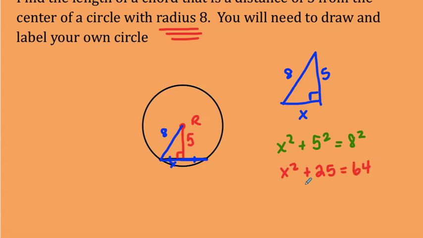Let me switch to black. Subtract 25 from both sides. Remember, whatever we do to one side, we have to do to the other. And I believe 64 minus 25 is going to give me 39.